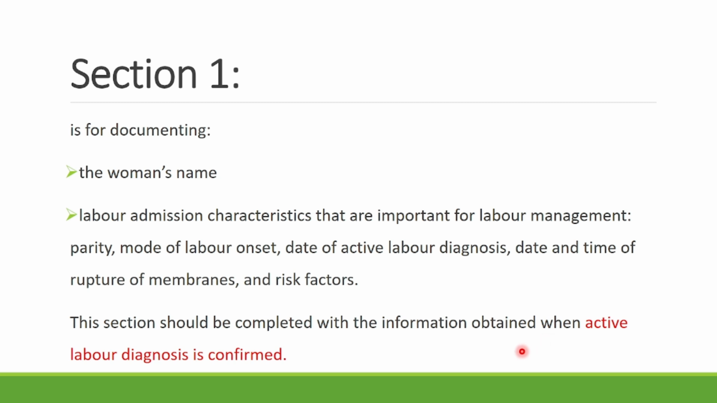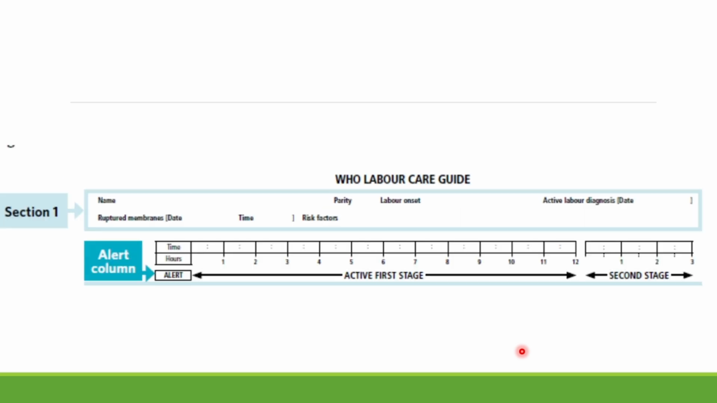Active labor is defined as regular, painful uterine contractions bringing about cervical change in the form of dilatation and effacement. When the woman reaches 5 cm, here we start plotting on the Labor Care Guide.